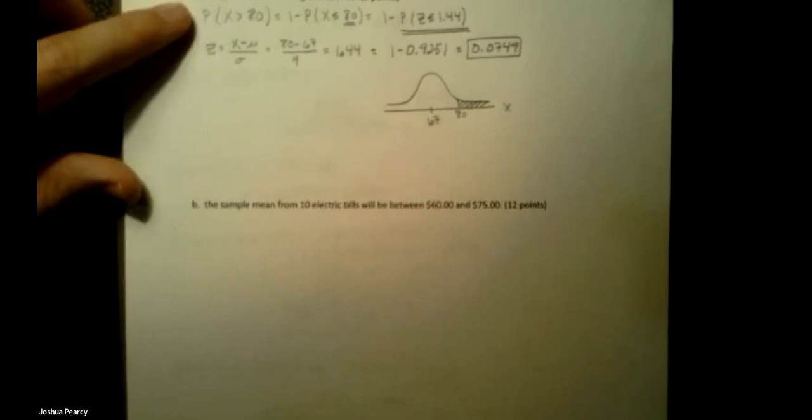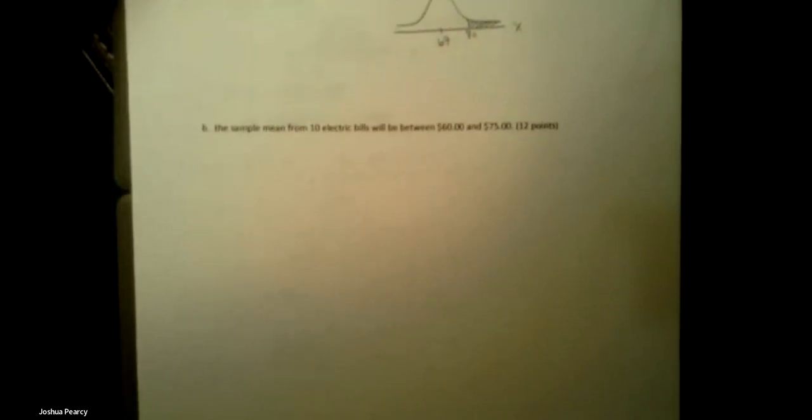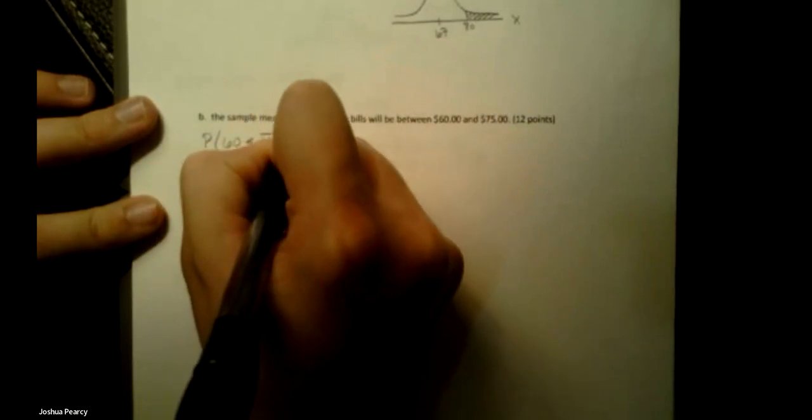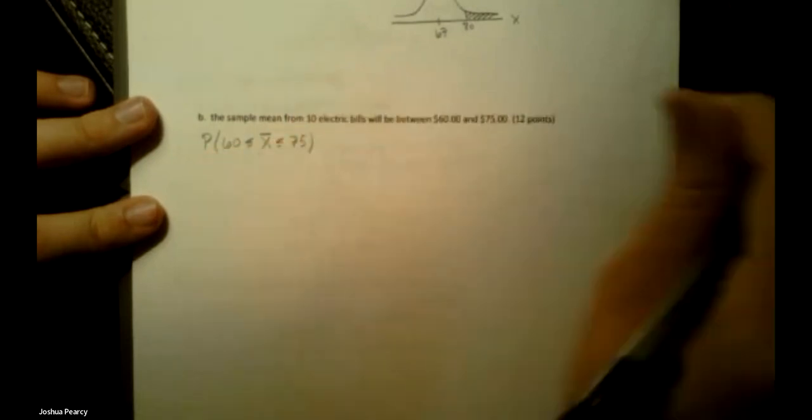This next one is a little bit trickier. In the first part, it just says find the probability of getting a single electric bill over this amount. In the second part, it says find the probability that the sample mean from 10 electric bills will be between 60 and 75. So we're looking at the probability of 60 being less than X bar, being less than 75.